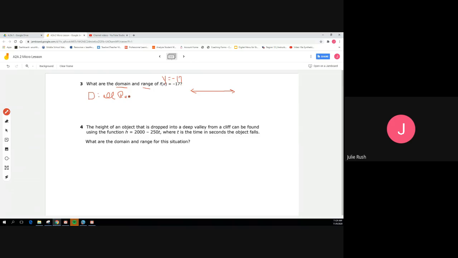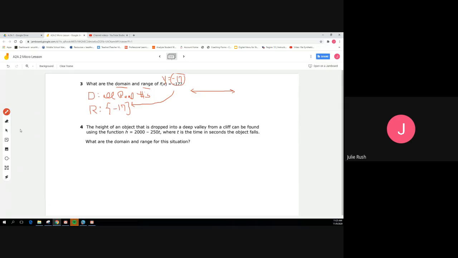Just going to try to write fast here. And then the range is going to be -17. The same concept holds true for this horizontal line that happened for the horizontal line in question 2. So whatever number our line is set equal to, that will be your range for a horizontal line.